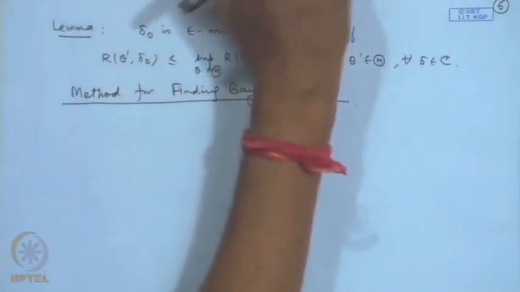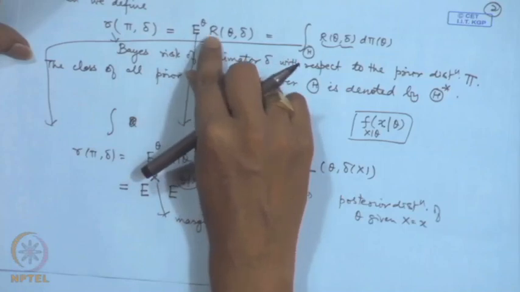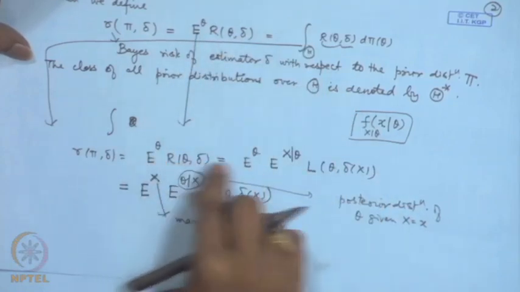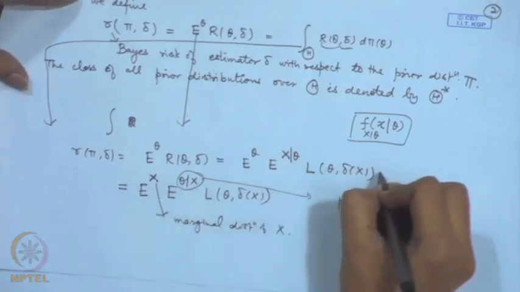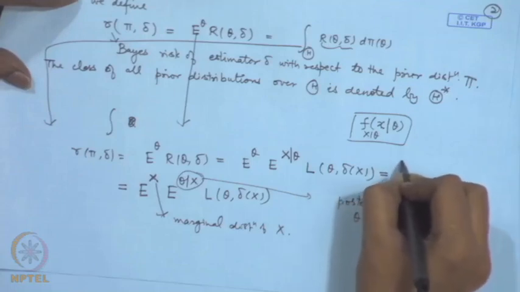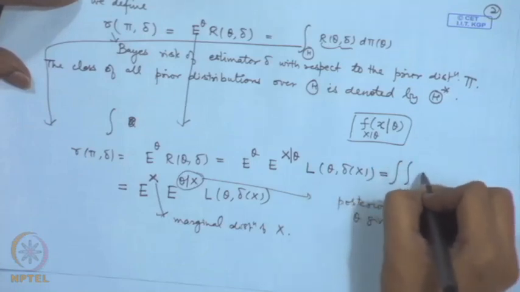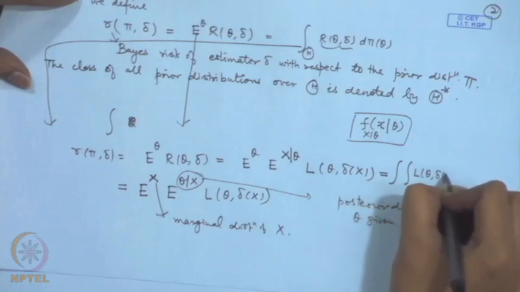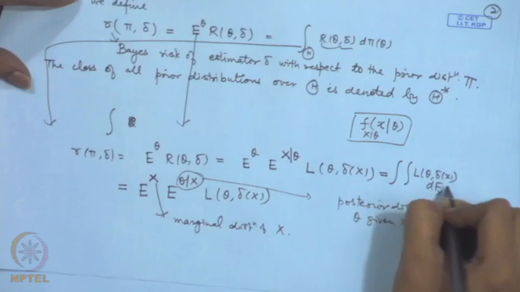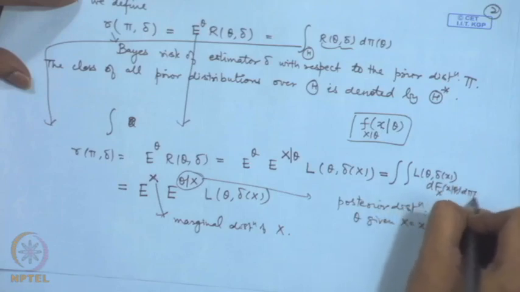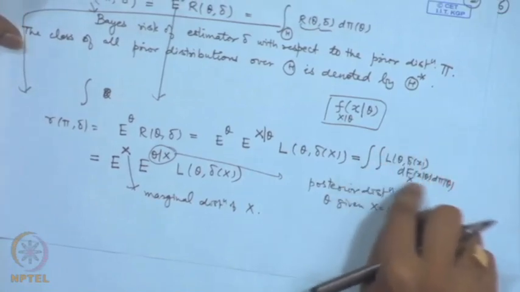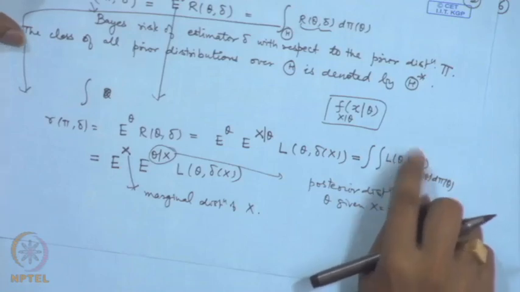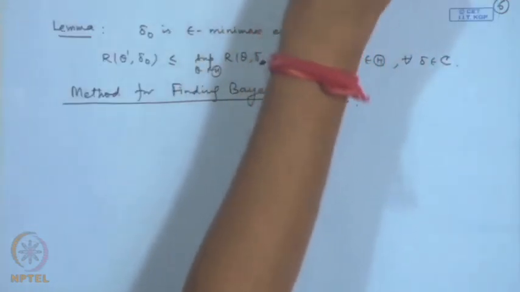We have defined r pi delta as expectation of r theta delta, which is actually equal to expectation over theta of expectation over x given theta of L theta delta x. Using the general Lebesgue-Stieltjes integral notation, this becomes the integral of L theta delta x d F x given theta into d pi theta. Therefore, it looks almost impossible to minimize this with respect to delta. However, we try to write it in a different way.